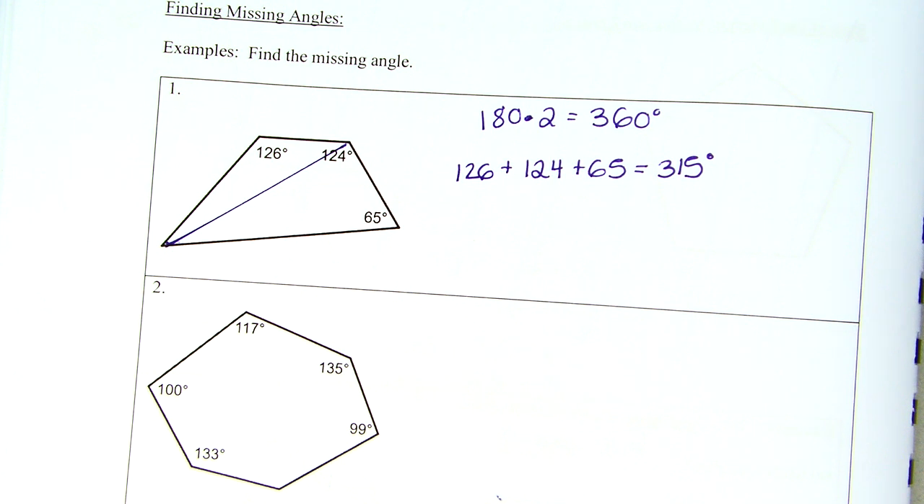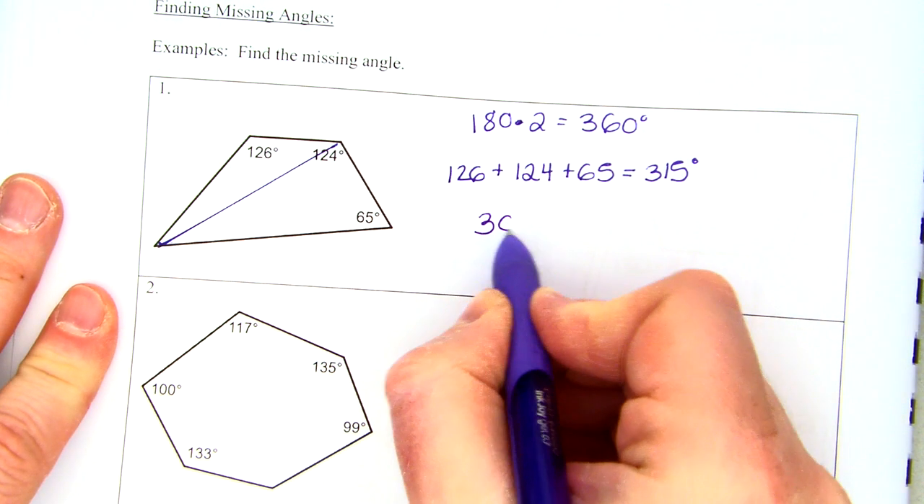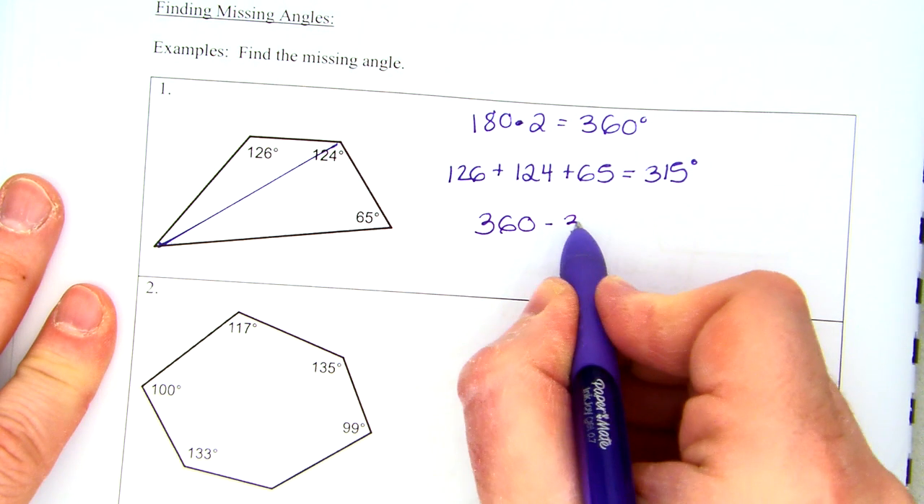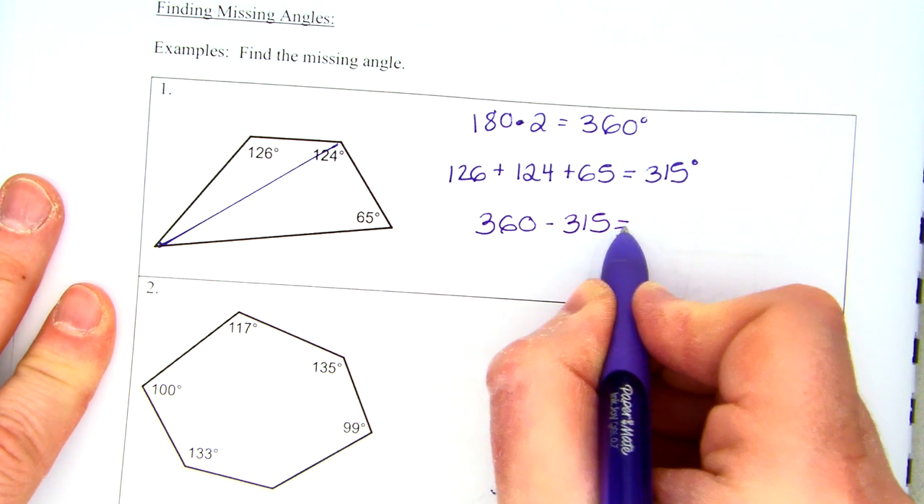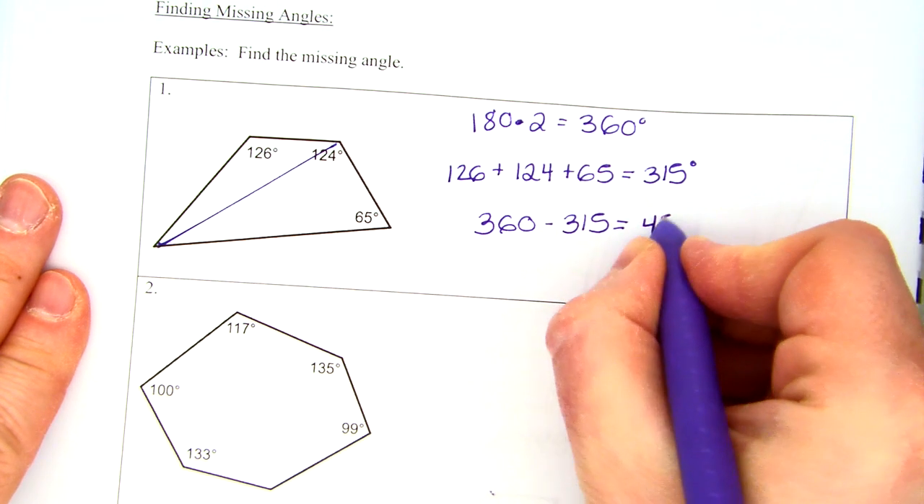I feel like I hear some people whispering it. We're going to do some subtraction. We're going to subtract this from 360. We're going to do all the angles, including the one I don't know, minus the angles I do know. 360 minus 315. What's your missing angle? 45 degrees. There we go.